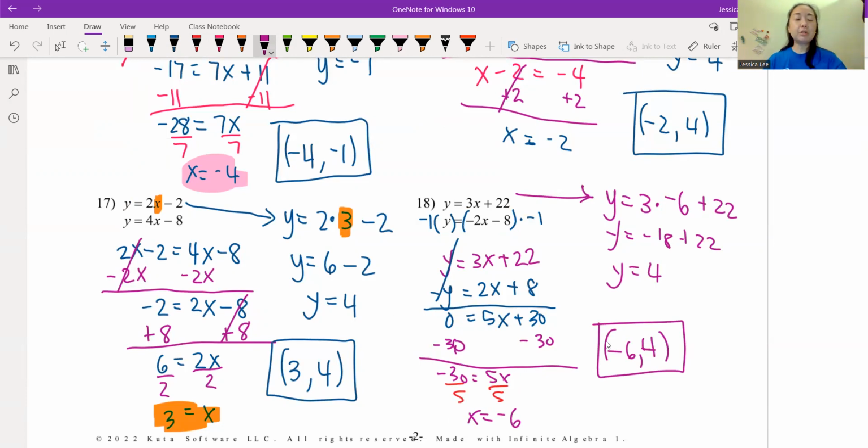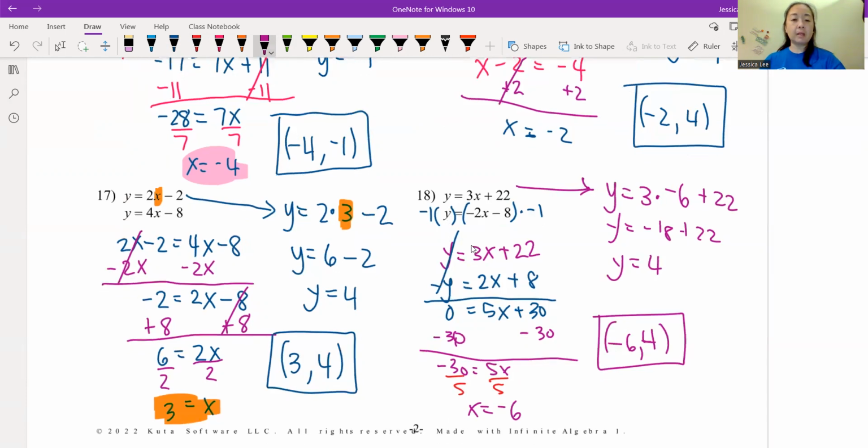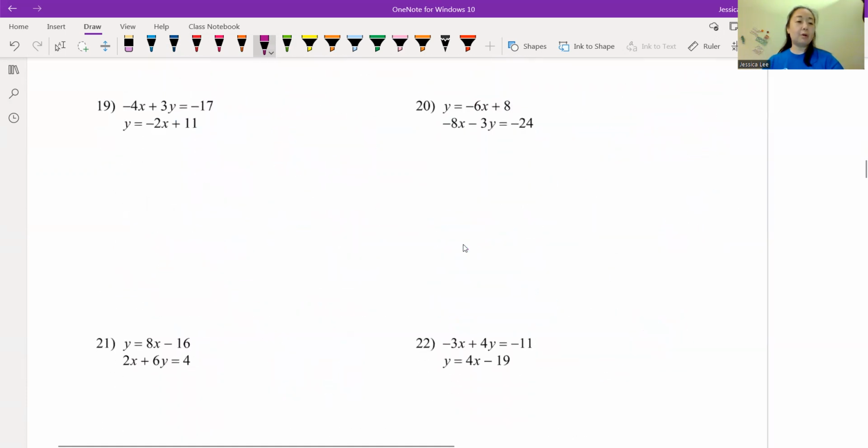Yay. So those are substitution when you have both in slope-intercept form. And now, what if they look like this, where you have one in slope-intercept form and the other in standard form? Like, what do you do, right? This one, the easiest way to do this is just by substitution. Substitution is the way to go.